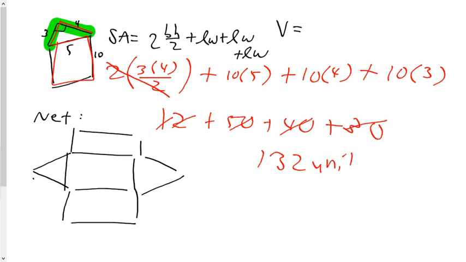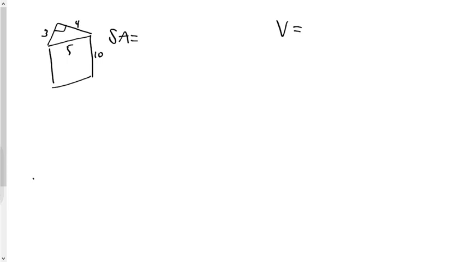Since I didn't actually give units for this one, the surface area for that triangular prism will be 132 square units of space. When we look at the volume, again, because it's a right prism, the formula is always the same: area of the base times the height.